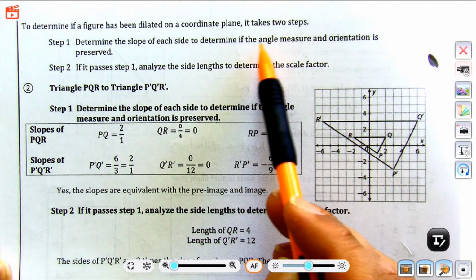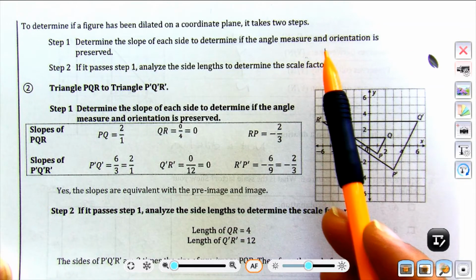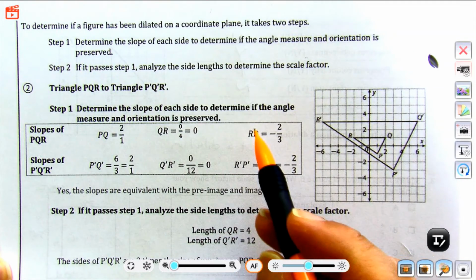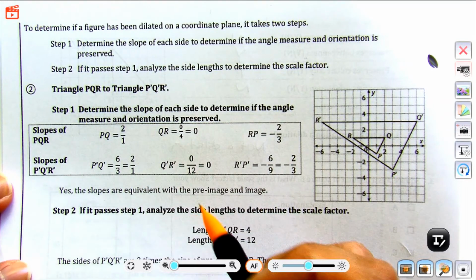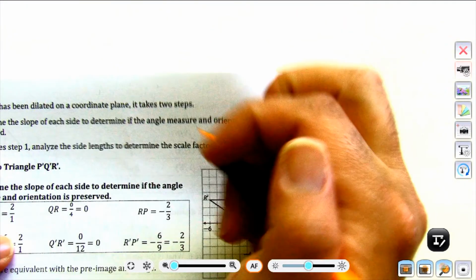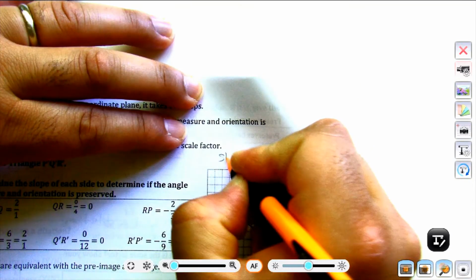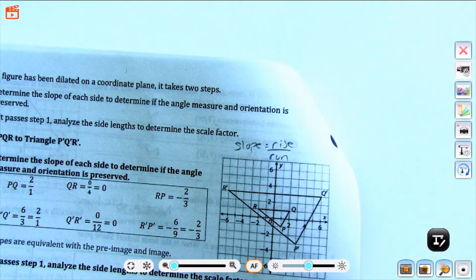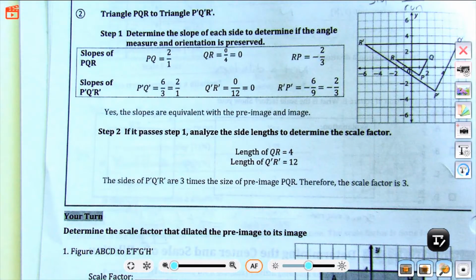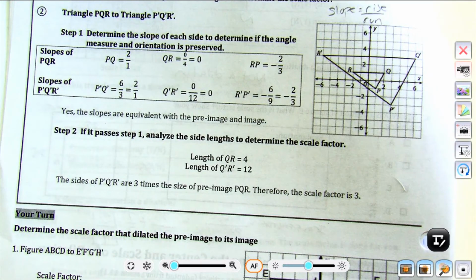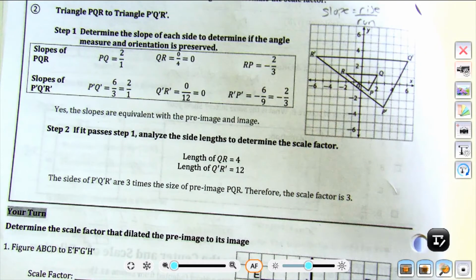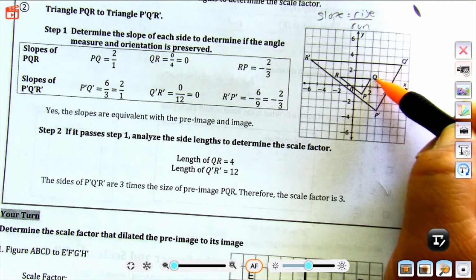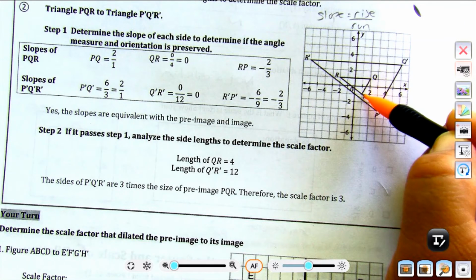Okay, so remember from Algebra 1, to find the slope, let me see if I can write it right here. The slope is equal to the rise over the run. So let's start with PQ. We have point P here, point Q here. To get from point P to Q, we have to rise 2, run 1. So that's why they have 2 over 1.